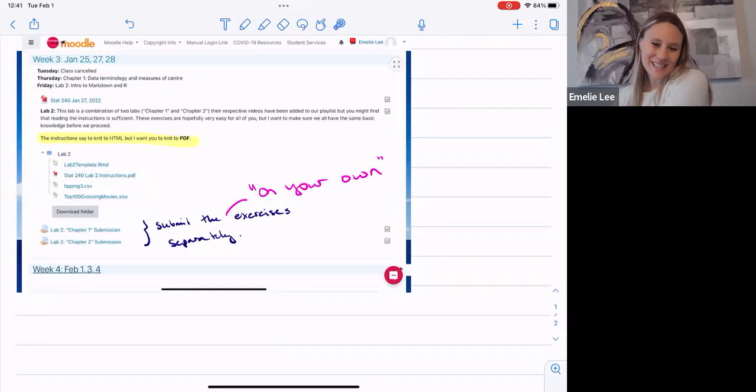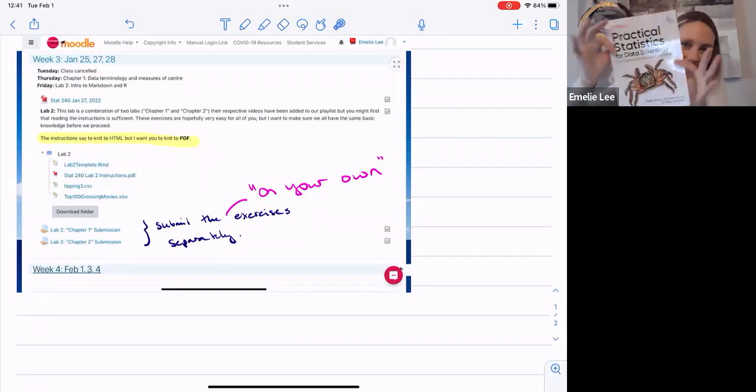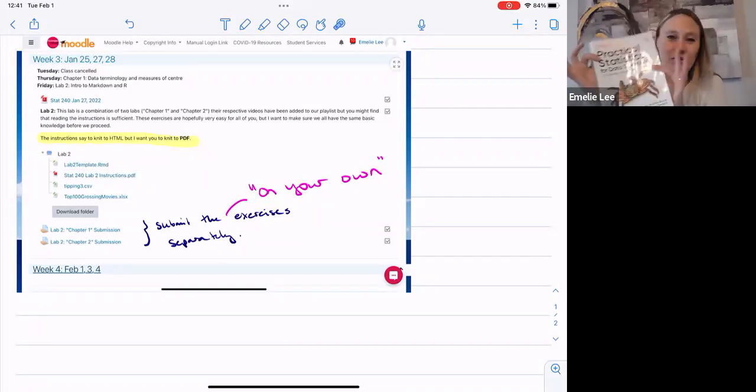I can't remember what section it's in, but I got my textbook. It's so small. It's cute. It's got a crab on it.